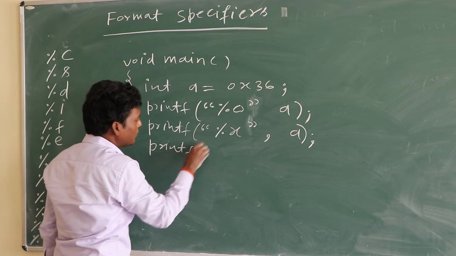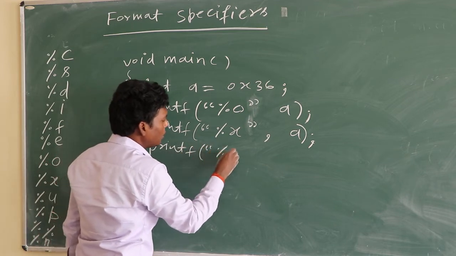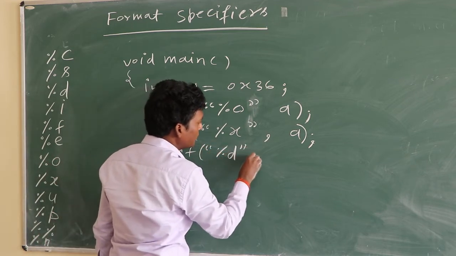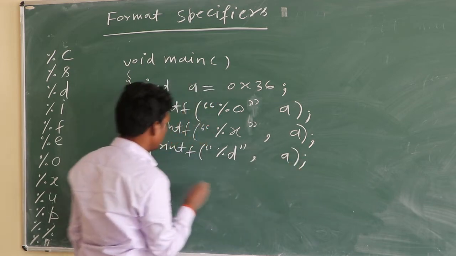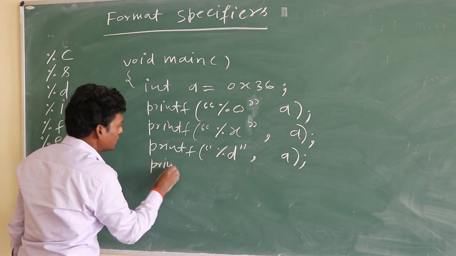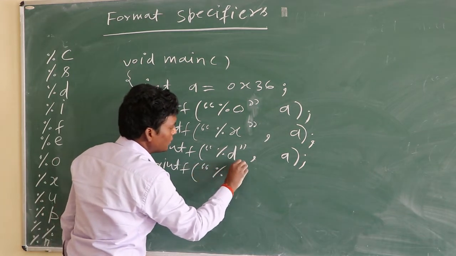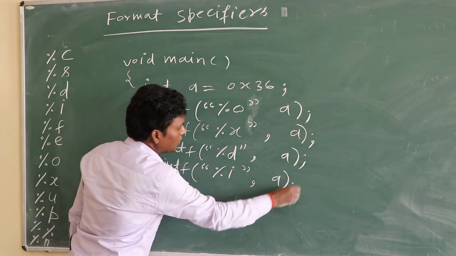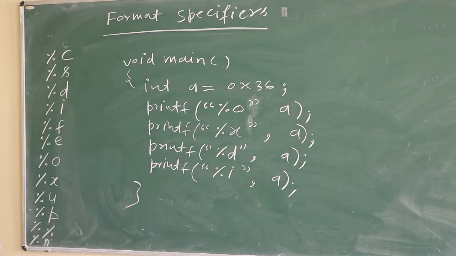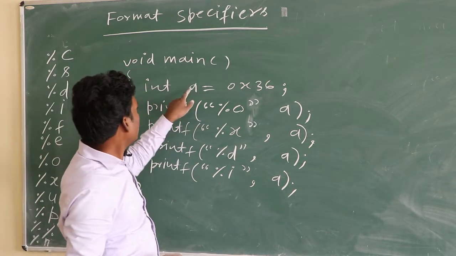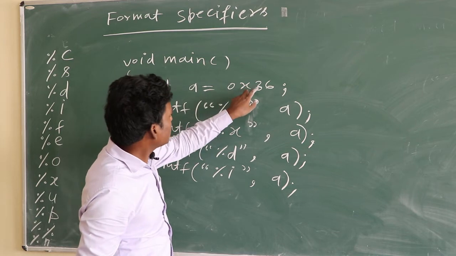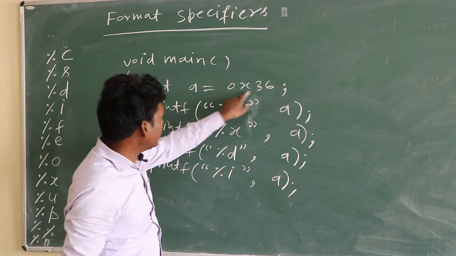printf %d a, printf %i a. Close. Here there is 0x36. This is an integer number.